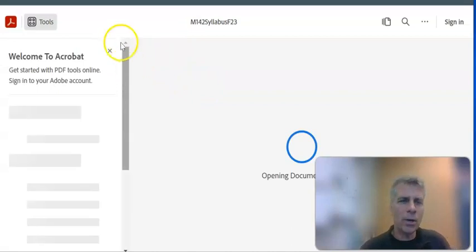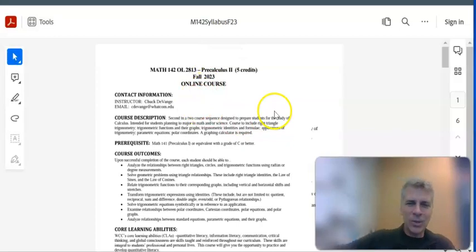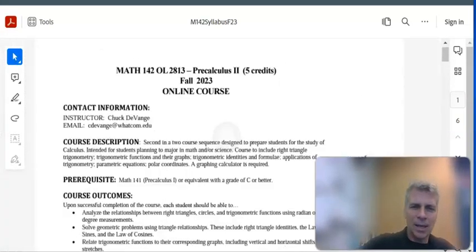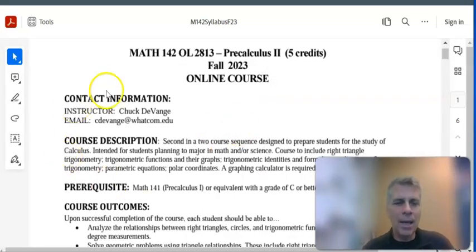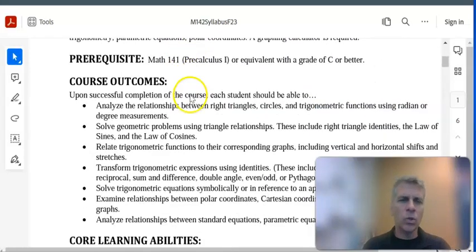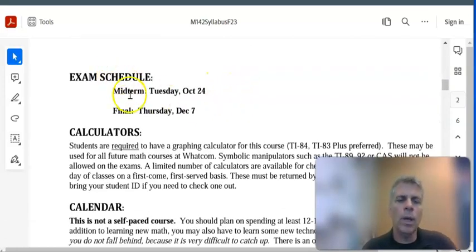I imagine it will load here eventually. All right, so there's our syllabus. And there's my email here at Whatcom, but I think it's best if you message me using WAMAP, and I'll show you how to do that in a minute. There's lots of stuff about the course, and a couple things I want to highlight. We do have a midterm on Tuesday, October 24th. We have a final on Thursday, December 7th. Those are hard dates.